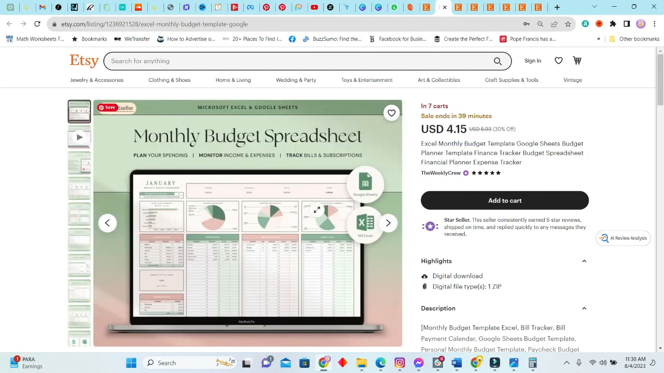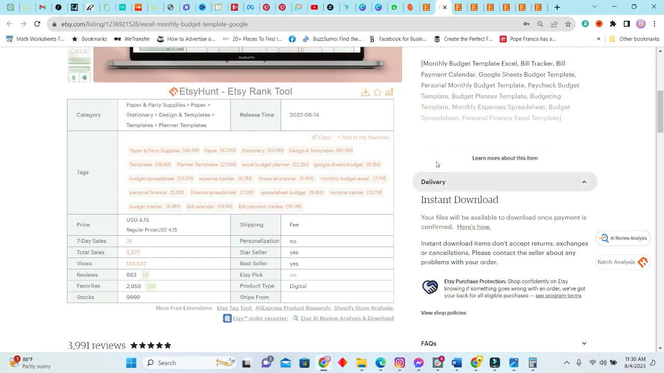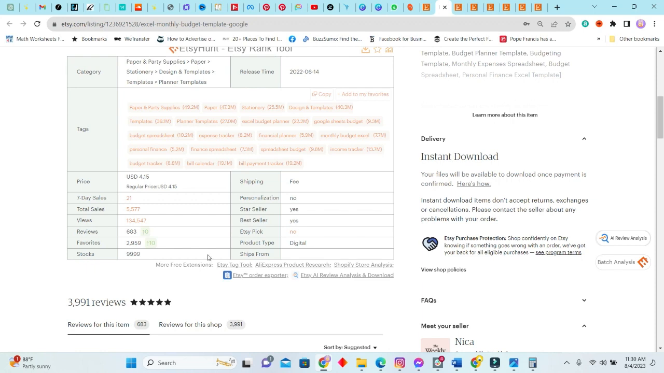Next, we have the monthly budget spreadsheet, okay? So this one has been sold for $4.15. It is very simple. So this one was up for a little over a year, June of 2022, and the total sales so far is 5,577, and in the past 7 days it made 21 sales.